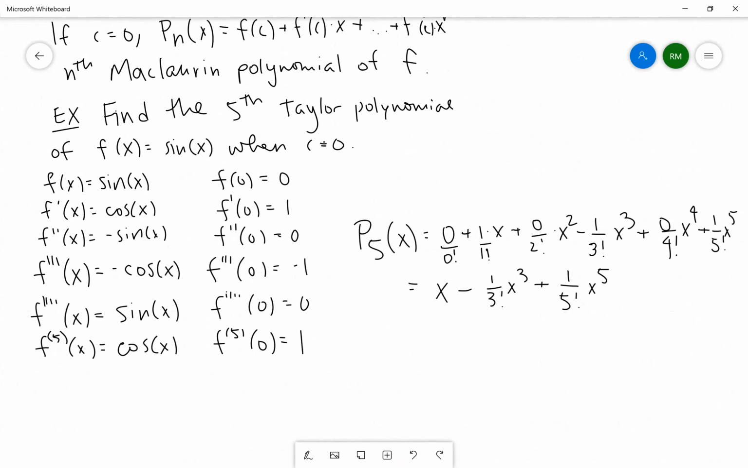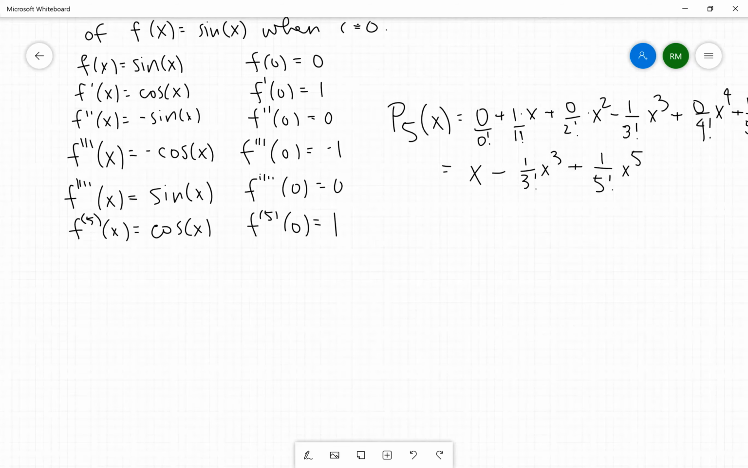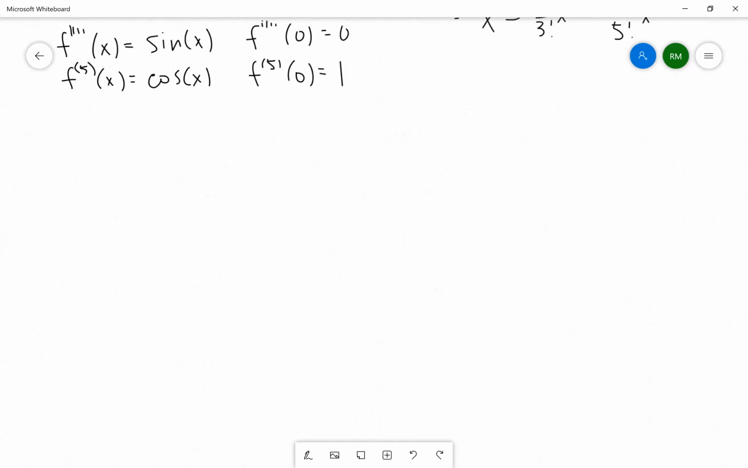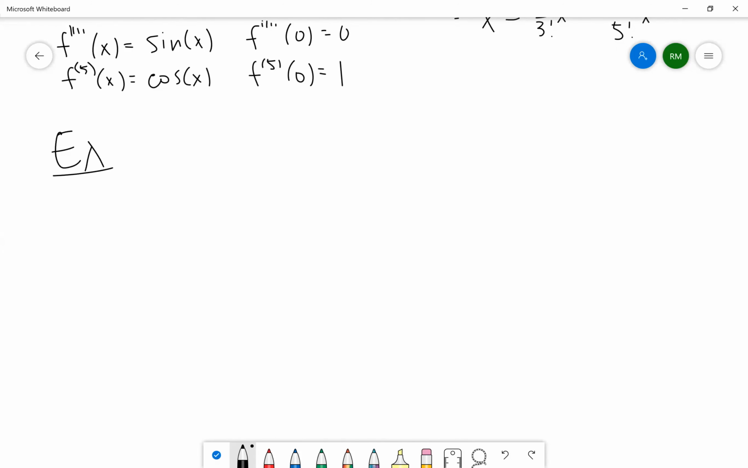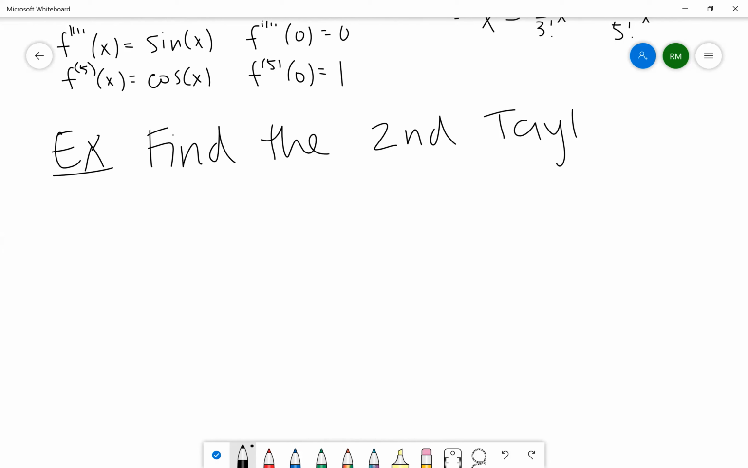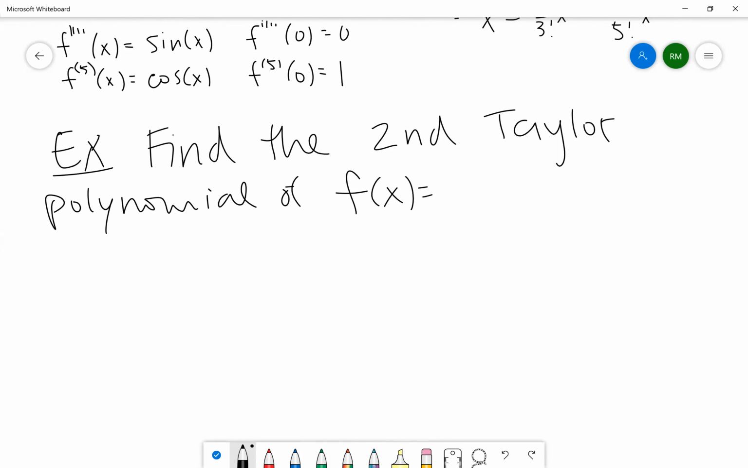Okay, now it's going to be your turn. Now it's your turn to find the second Taylor polynomial of f of x equals the square root of x at c equals 4. So go ahead and pause the video and show your work and calculate this Taylor polynomial.